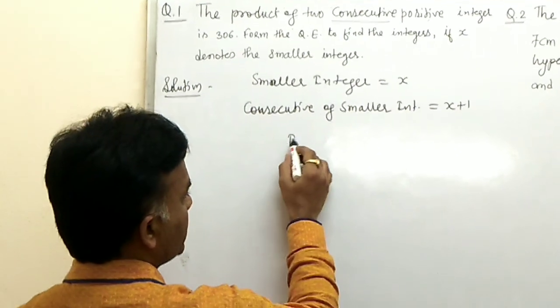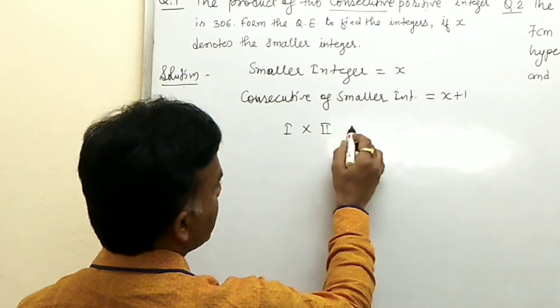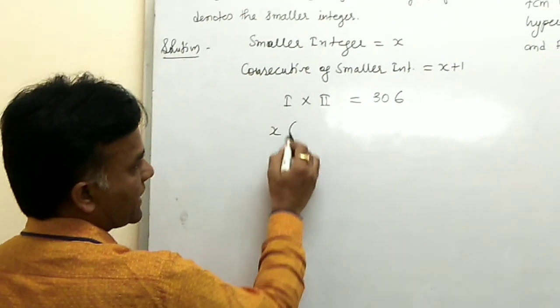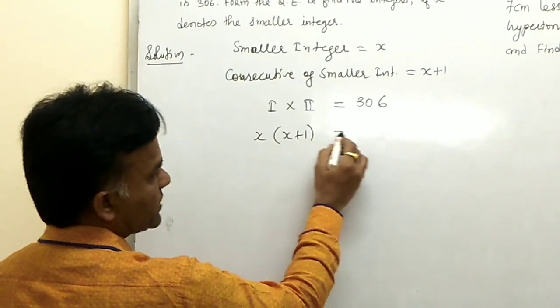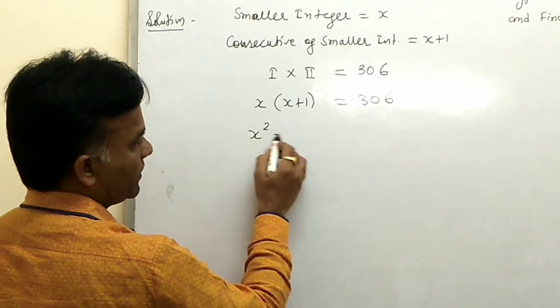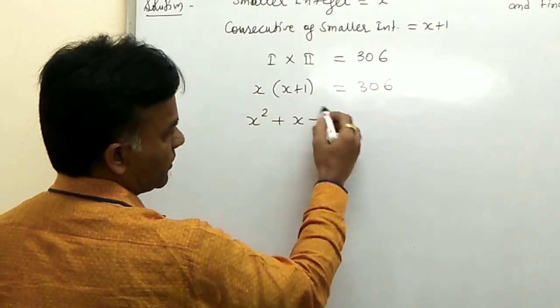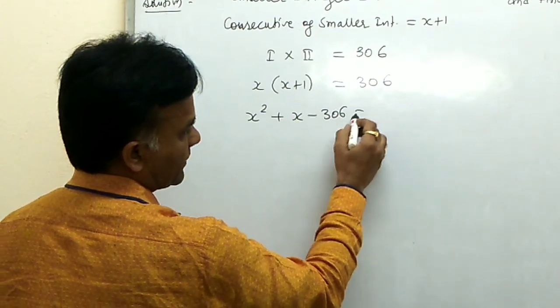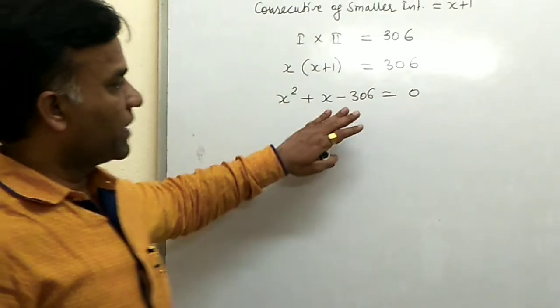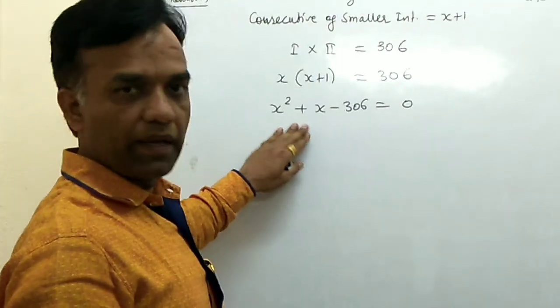Now their product is what? You multiply first into second, and you get 306. The first number is x and the second number is x plus 1, and their product is 306. So x into x plus 1 is x square plus x, and you take 306 to the left hand side, equal to 0. This is the formation of the quadratic equation, because its highest degree is 2.